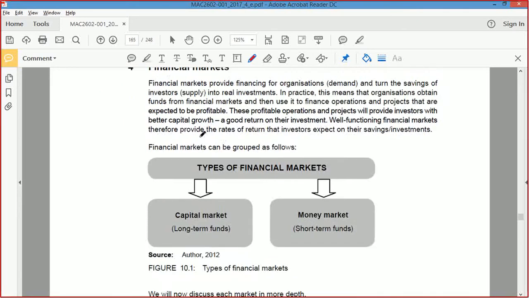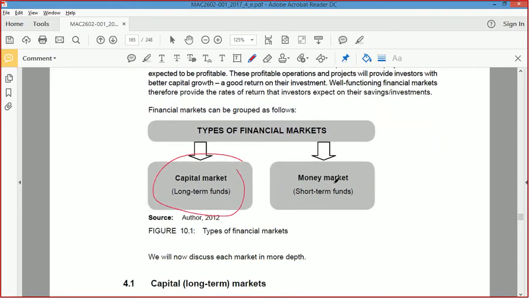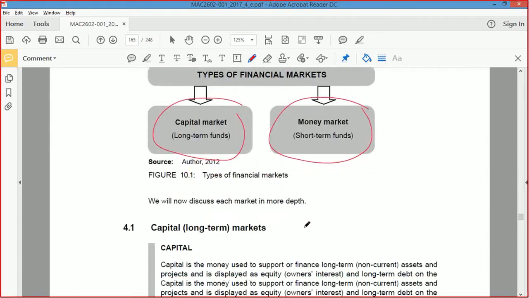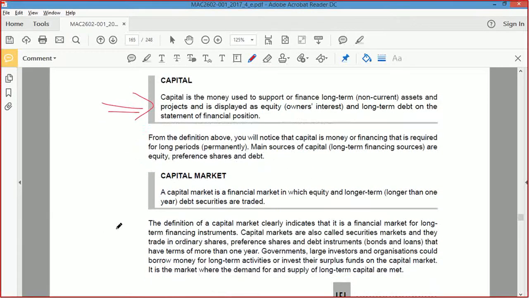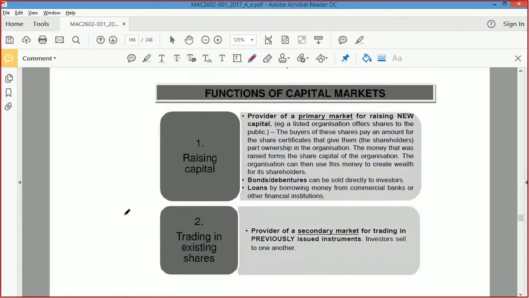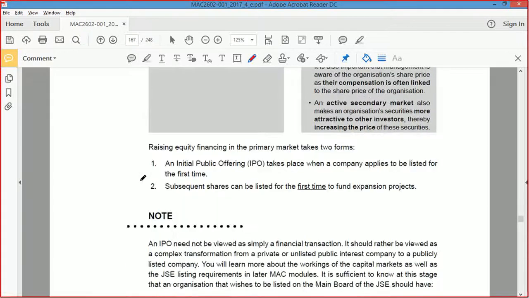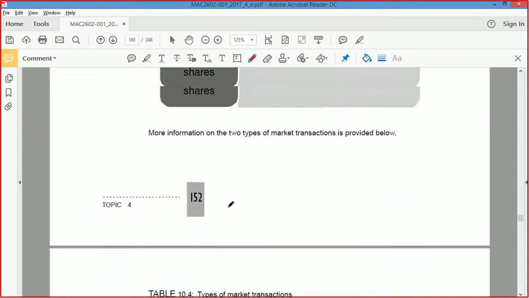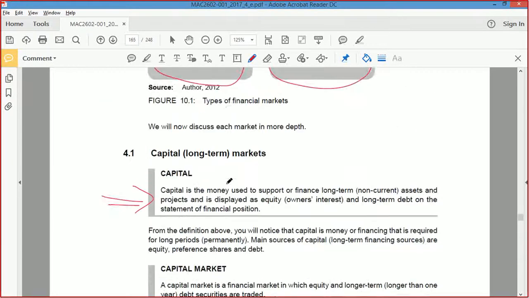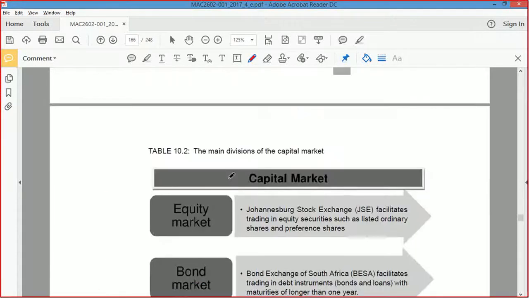Then they talk about the markets here, which we spoke about. We spoke about capital being long-term and the money market being short-term. They've described the capital market there, and they've described the money market on the next page. I'll come back to that now. I just want to show you, there it is, money market. Those are the two definitions. Make sure you know what the definitions are, and then we just need to identify what falls under each of them. So let's come back to this.